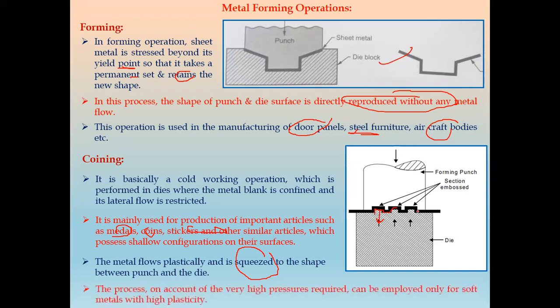The process requires very high pressure and can be employed only for soft metals. This process is only used for soft metal. If you see all medals, or coins, they are made up of soft metals, like gold, silver, or stainless steel. They are soft materials.